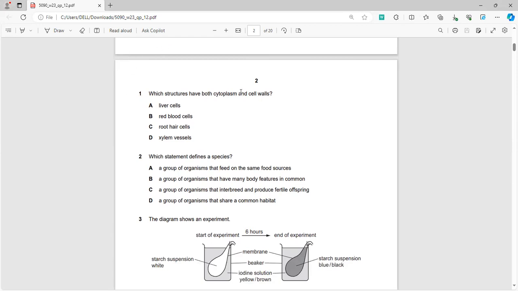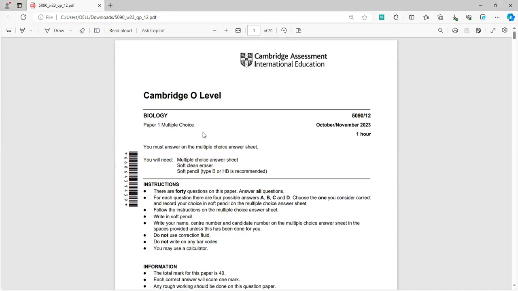They ask which structures have both cytoplasm and cell walls. We all know that only plant cells have cell walls, so we can immediately remove all the animal cells, the red blood cells and liver cells. The remaining two are the root hair cell and xylem vessels. However, we know that the xylem vessel is made up of dead tissue, so it does not have cytoplasm and no nutrients. The root hair cell, on the other hand, requires active transport to transport substances against the concentration gradient, so it requires all the nutrients and energy. Therefore, the correct option would be C.